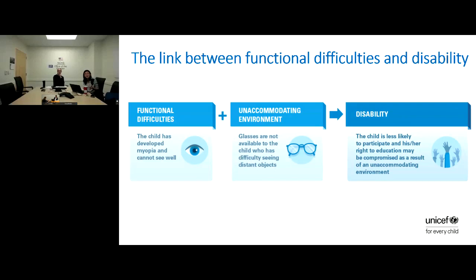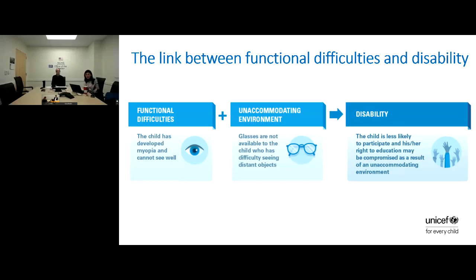Now, a difficulty like difficulty seeing, in an unaccommodating environment where the child, for instance, does not have access to glasses, might become an impediment to the child in terms of his participation in school. Because a child without glasses is likely to be unable to see the board, and therefore to participate in the different educational activities. And as a result of that, the child might be dropping out of school or might remain in school but still not be able to learn due to this unaccommodating environment.